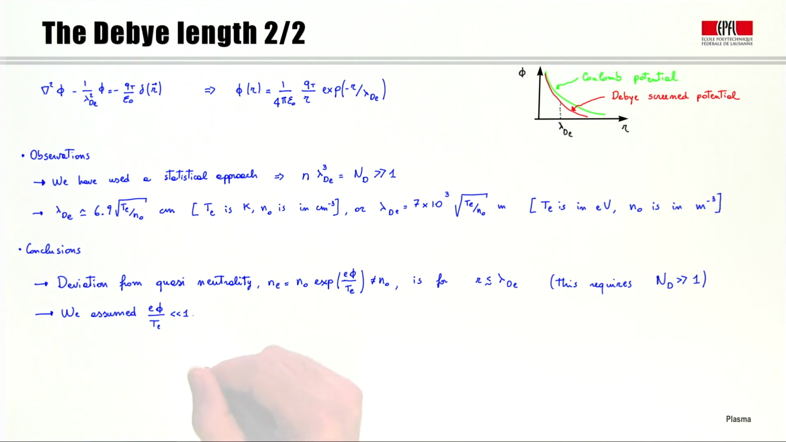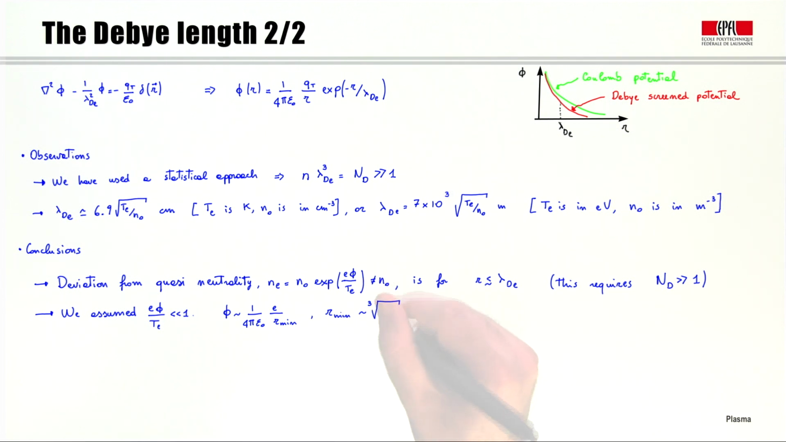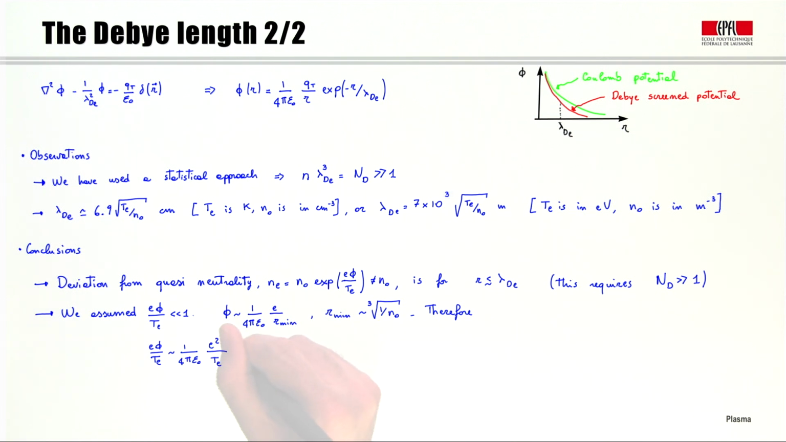In fact, what we have to do is to evaluate the electrostatic potential at the minimal distance that makes sense to look at, where the Debye screening will not have intervened yet, and this minimal distance will be given by the typical distance between particles in a plasma, which is the cubic root of 1 over n0. Therefore, if we want to evaluate e phi over Te, we can use this expression for e phi with the minimal distance given by this expression, and we can multiply and divide by n0 to the 2/3.